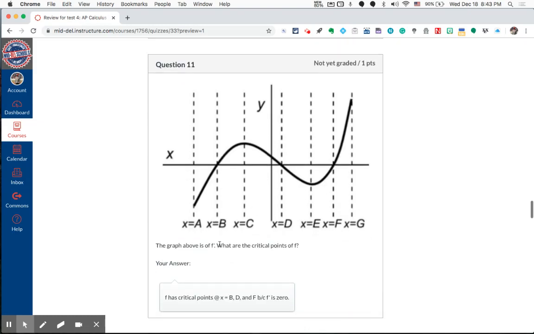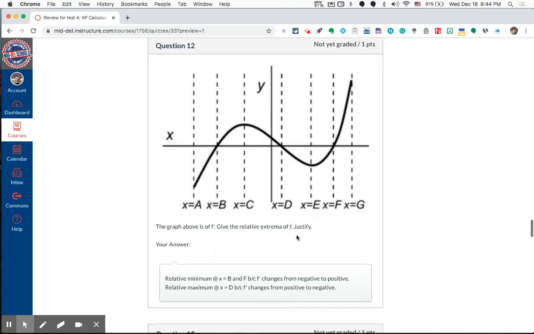All right, graph of f prime is given. What are the critical points of f? So that means I'm interested in where f prime touches the x-axis or is undefined. So it touches the x-axis at b, d, and f. So critical points are b, d, and f because f prime is 0.